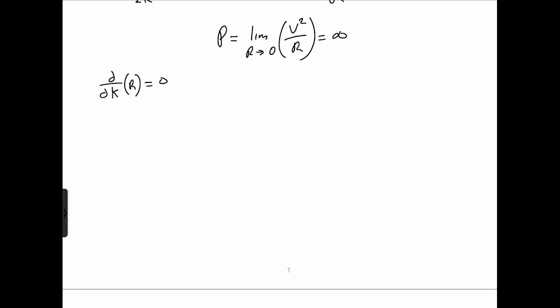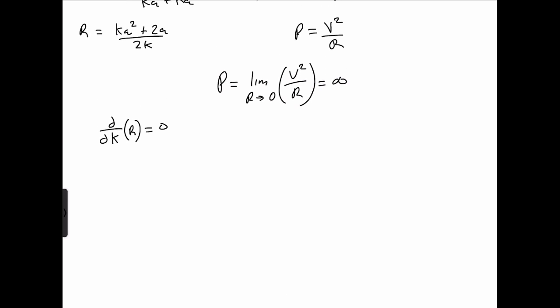So we can go ahead and take the derivative. We take the derivative of our numerator in this case. That would be 2Ka times the denominator, 2K, minus the derivative of the denominator, which is 2, times the numerator, 2Ka plus 2A, all divided by the denominator squared. And we set that equal to 0.